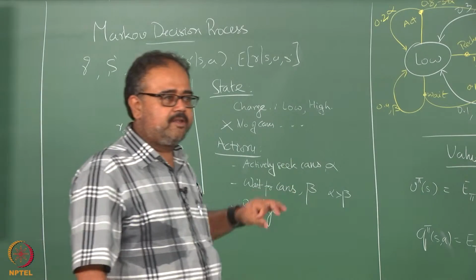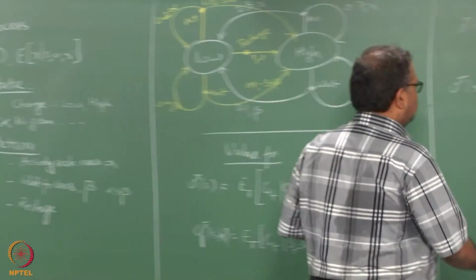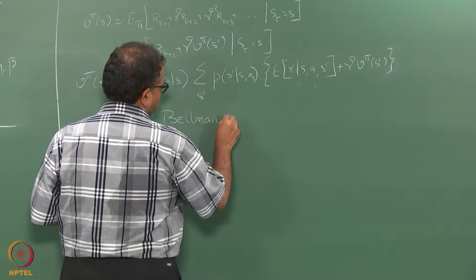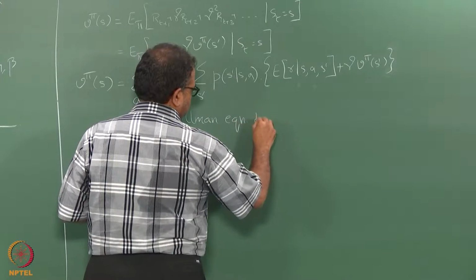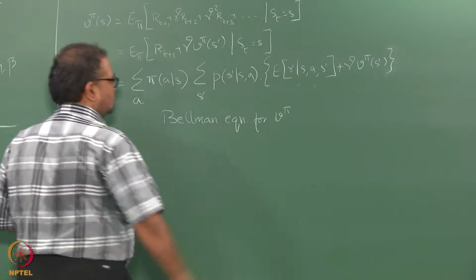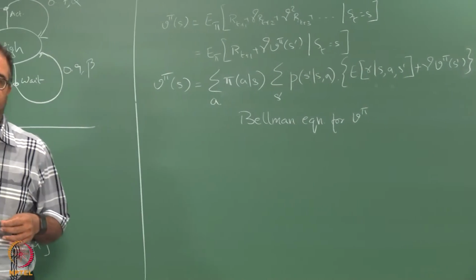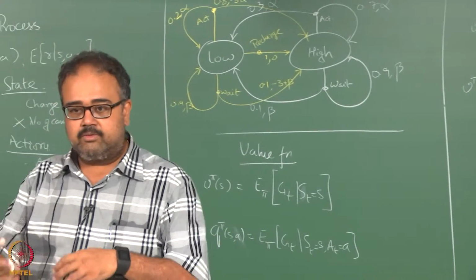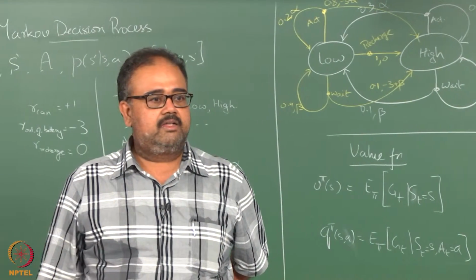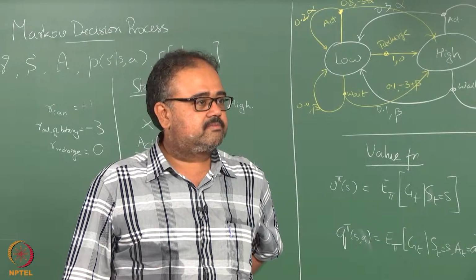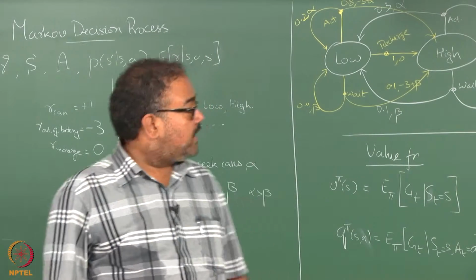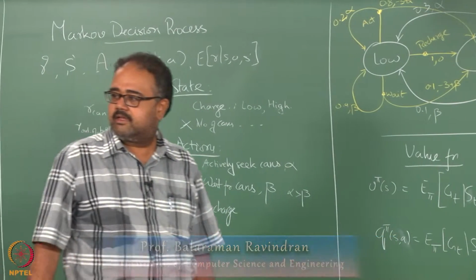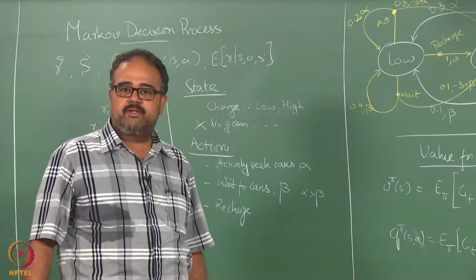So this has a unique solution, and this is sometimes known as the Bellman equation for V pi, after Richard Bellman, who is one of the pioneers in the field of stochastic dynamic programming. Okay. So likewise, you can write a Bellman equation for Q pi. Anyone want to tell me what the Bellman equation for Q pi would be?